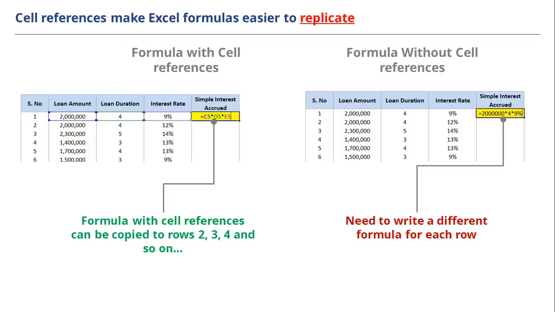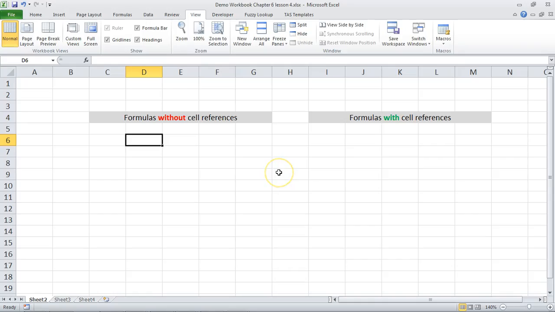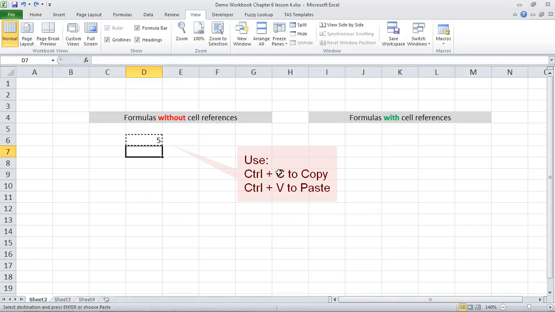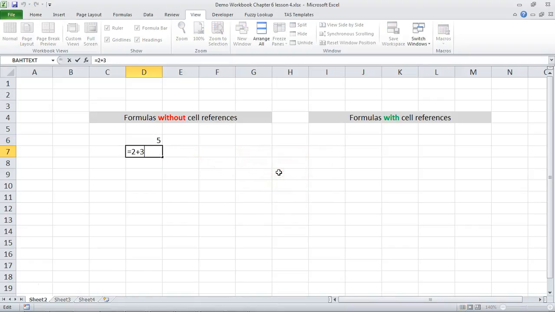Let's begin by looking at some examples. On the left, we will write formulas without cell references, and on the right, we will write formulas with cell references. Let's start with a simple formula, equal to 2 plus 3, in cell D6. Now, if you copy this formula and paste it in cell D7, you can see that the formula remains unchanged. It is still equal to 2 plus 3 and its value is 5.